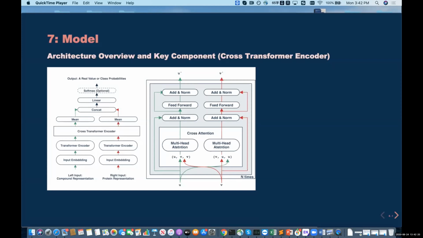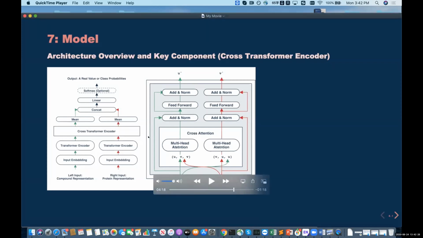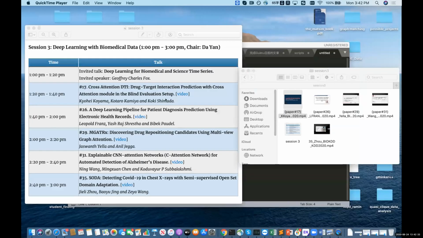Okay, thank you. Any other questions from the audience? Okay, if not, let's thank Kyohei for the nice talk again. And let's move on to submission number 26. I think the speaker is Leopold France. Is Leopold here? Can you hear me? Yeah, I can hear you. Okay, great. The title of the talk is Deep Learning Pipeline for Patient Diagnosis Prediction using Electronic Health Records. Let's play the video.